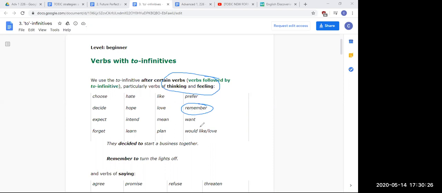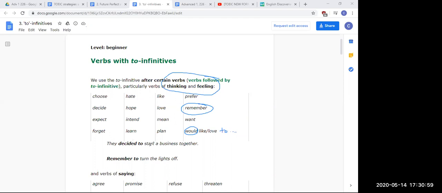Want, well, I want to go, I want to eat, I want to see, I want to swim, I want to fly. We always use want with the infinitive. And would like and love, because we're using would, and would is a modal verb, then we'll need the infinitive after that. So would like to.